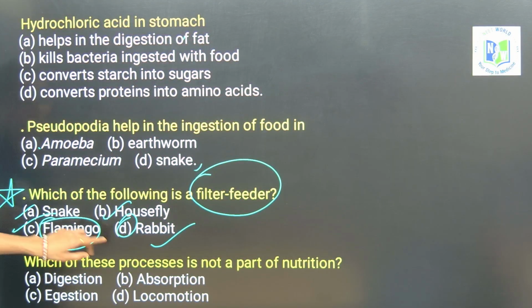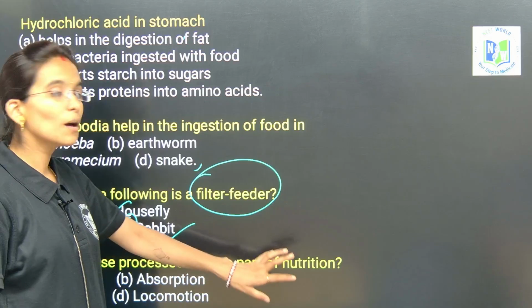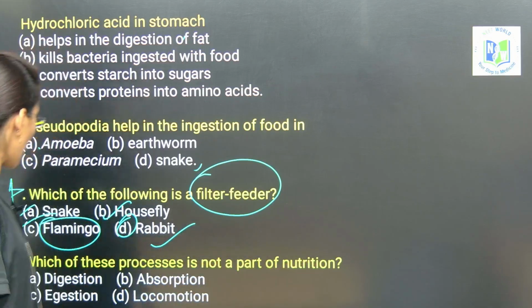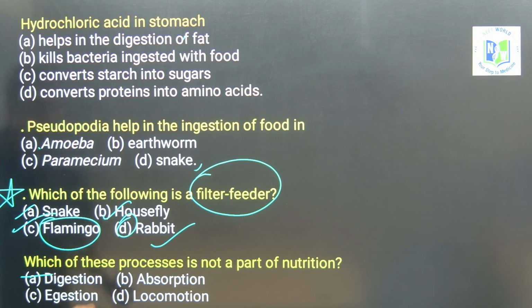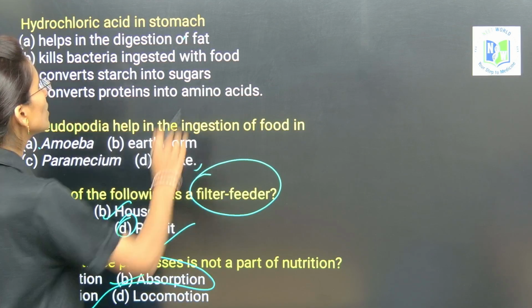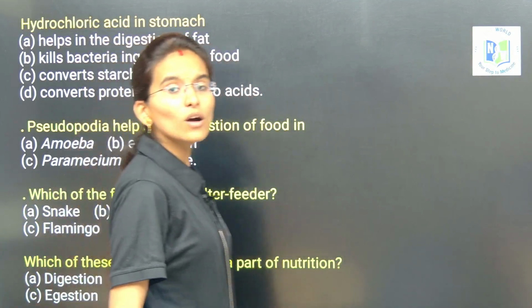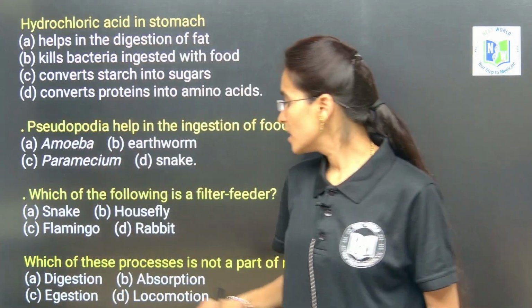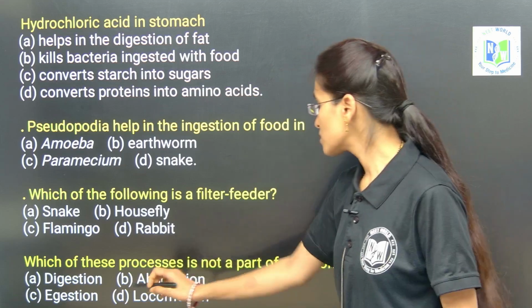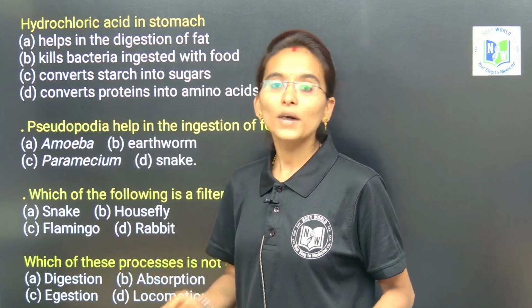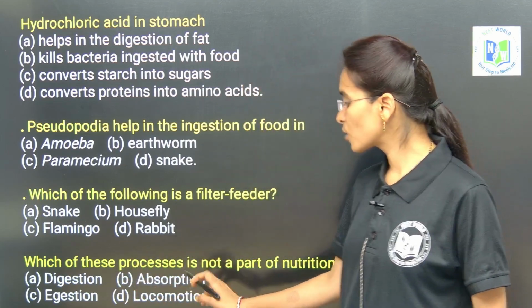Next one, which of these processes is not a part of nutrition? Option A, digestion. Option B, absorption. Option C, digestion. Okay, all these things we have learned in the digestive system clearly, my dear students. Okay, all the processes are involved in the nutrition only, digestion, absorption and digestion. But option D is locomotion.